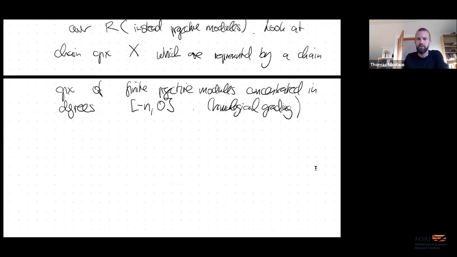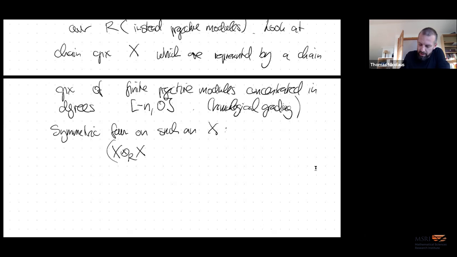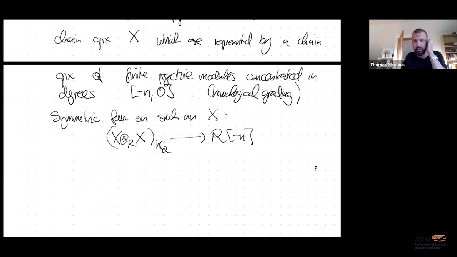Okay, and then I want to consider forms on that. What is a form on that? A symmetric form on such an X is simply given by a map from the homotopy orbit C2 of X tensor over R, X, and that is of course the derived tensor product. I guess I don't need to derive because I said everything was projective. And it's just a map into R. And in fact, I want this to go to R shifted by minus n. So it goes to a shift of R such that the adjunct map, the induced map, which goes from X shifted by n into the dual of X, is an equivalence.